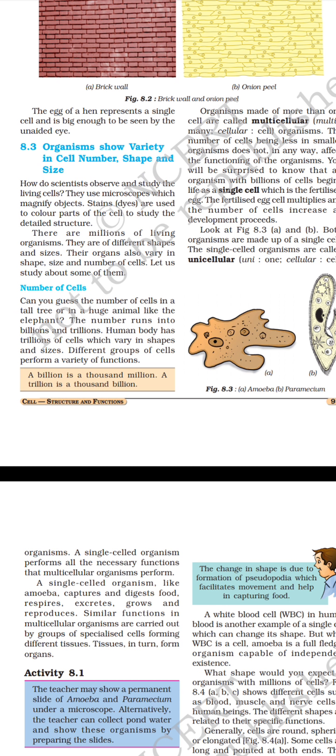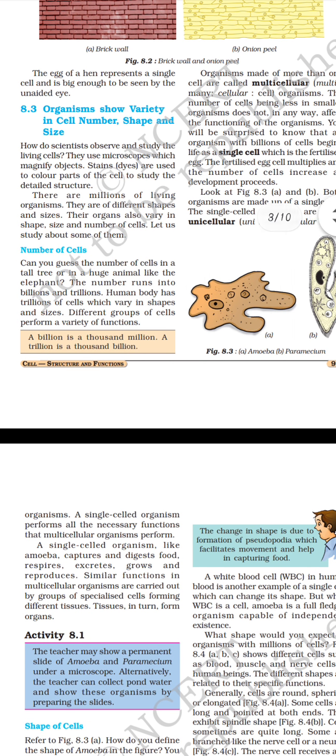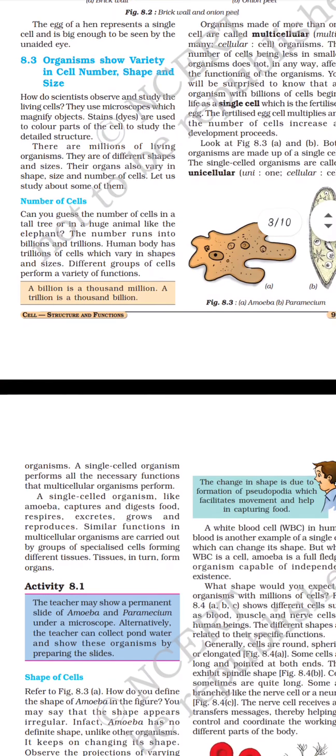We know that in living organisms millions of cells are present, of different shapes and sizes. On our earth there are millions of living organisms and different kinds of species, and these species have billions and trillions of cells present in them. These trillions of cells vary in shape and size. Whether they differ in number, shape or size, these different groups of cells perform a variety of functions.